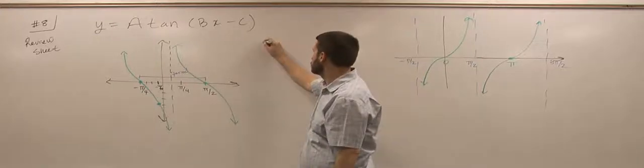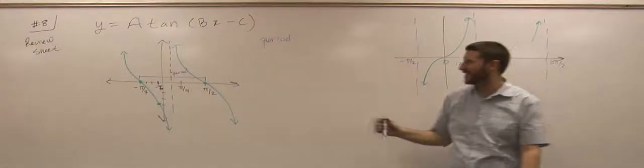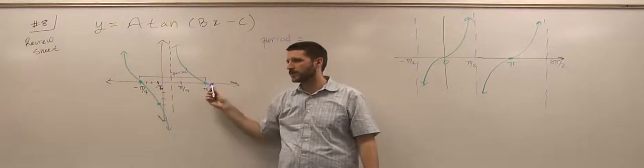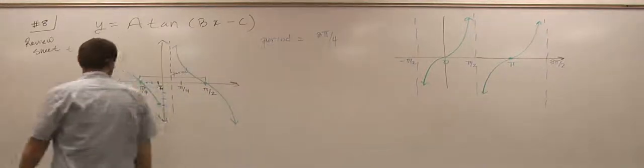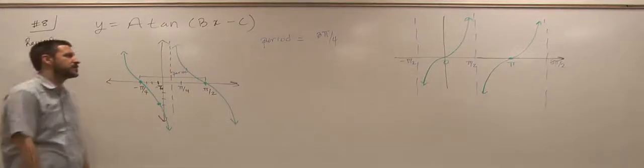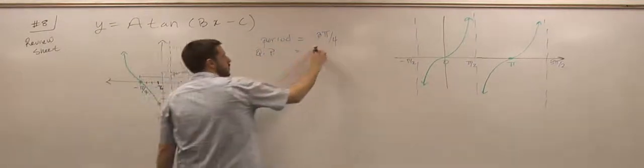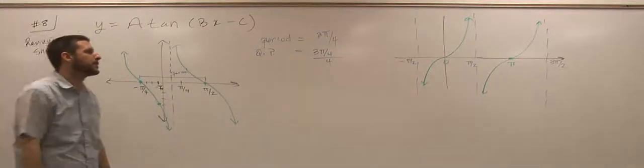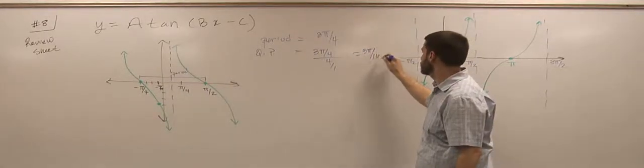3 pi over 4. How'd you get that? You can count it here, right? This is 1 pi over 4, this is 2 pi over 4, this is 3 pi over 4. On top of that, it might be helpful to find the quarter periods, because everything in tangent happens in reference to quarter periods. So usually when we're graphing, we find the quarter period. In this case, the quarter period would be 3 pi over 4 divided by 4. You flip and multiply, and you get 3 pi over 16.